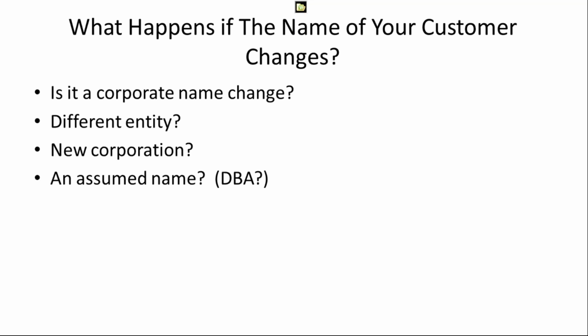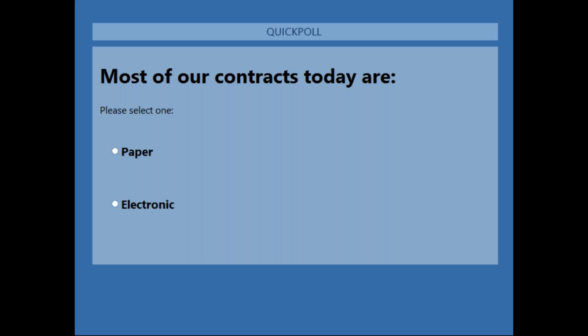So we've got one more poll question we were going to pop up for you. So appreciate, again, your input on that. Hopefully that'll be helpful to all of us. That's getting ready to pop up here in just a minute. So the poll question is, most of our contracts today are paper or electronic? So again, most of your contracts, are they paper now or electronic?